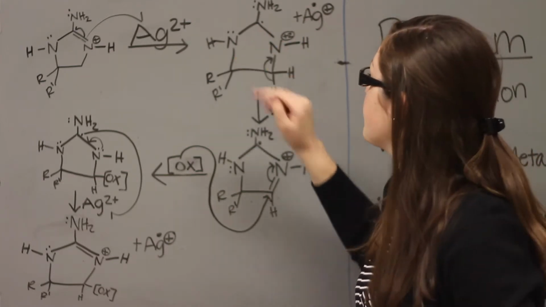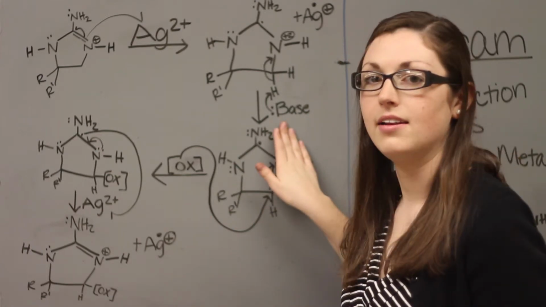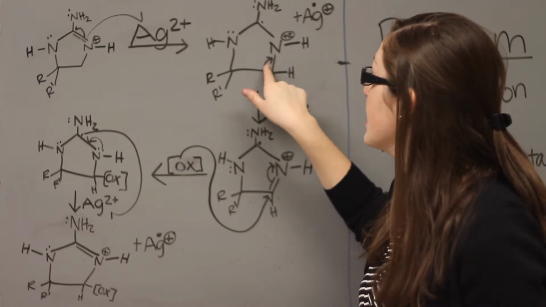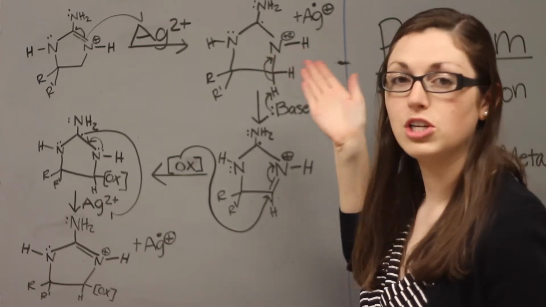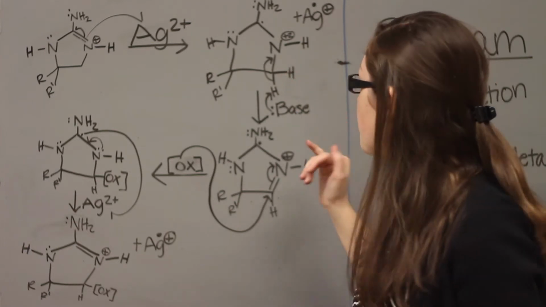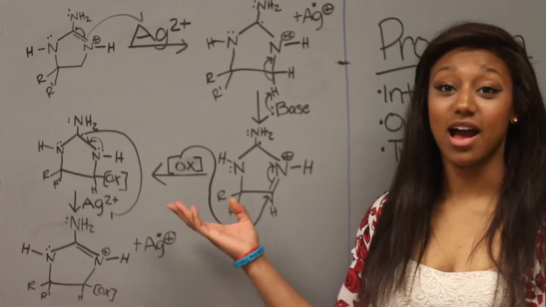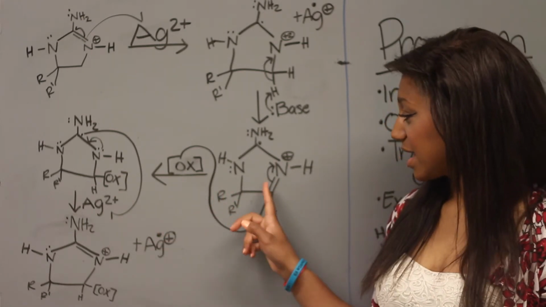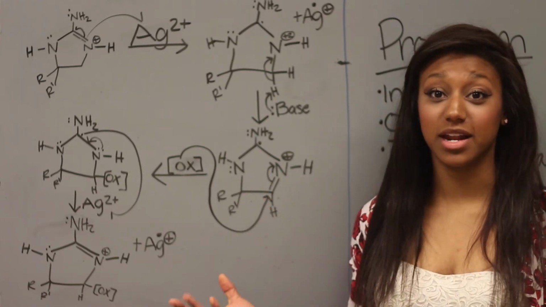So now, in the second step, you would have base come in to deprotonate this hydrogen, causing the electrons to kick up to the nitrogen and cause the +2 charge on the nitrogen to go to being just +1. With that, you would have an oxidant come in and attack this double bond, kicking these electrons back up onto nitrogen, giving it the lone pair that it wants.